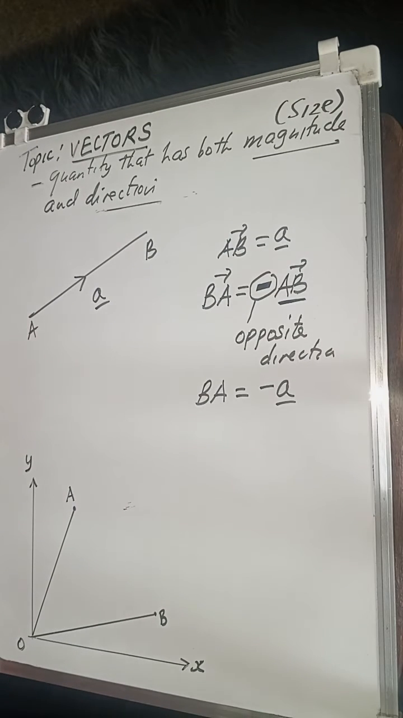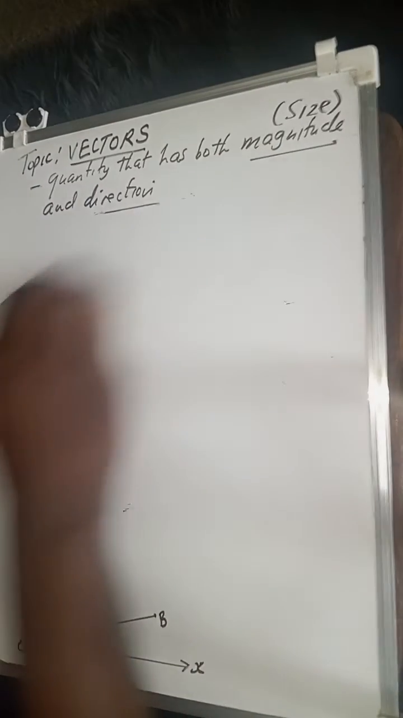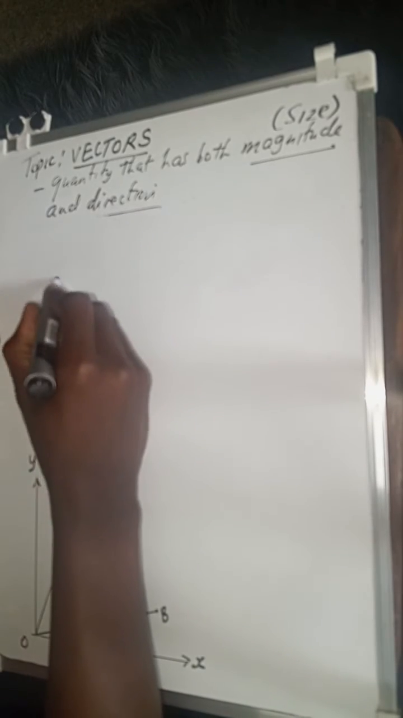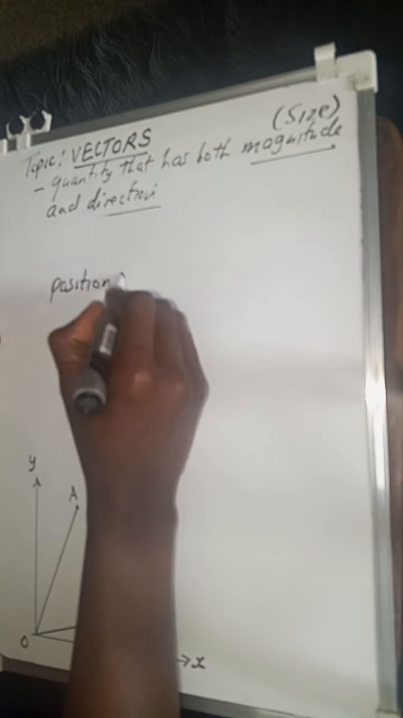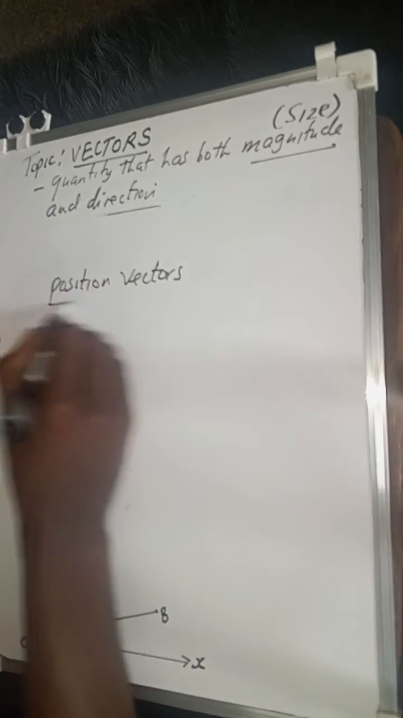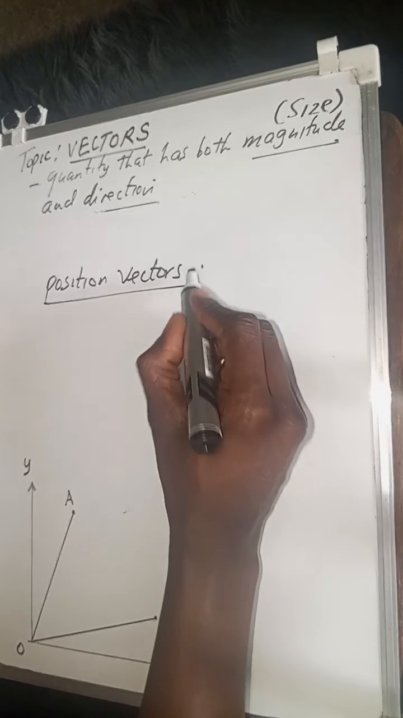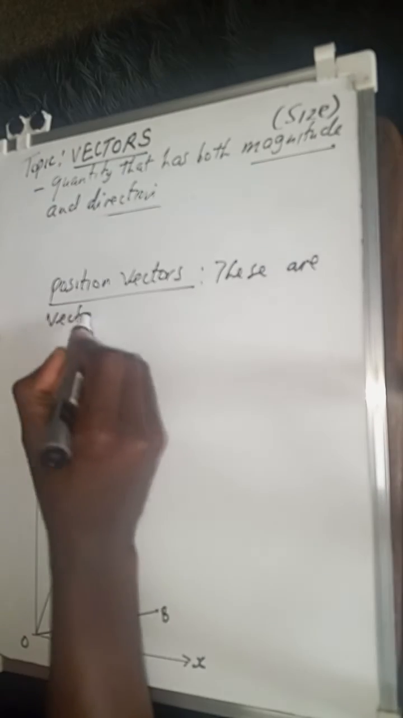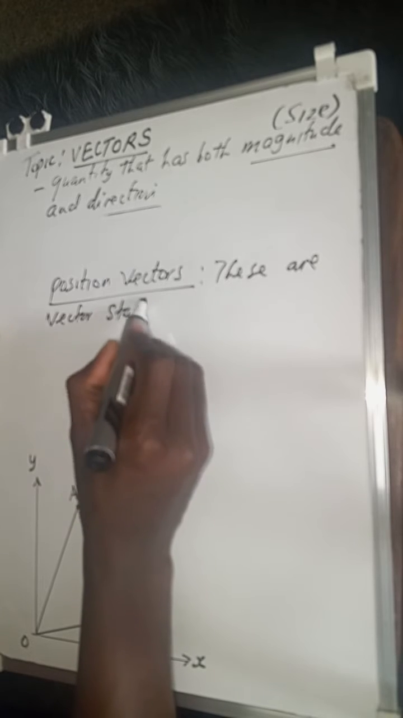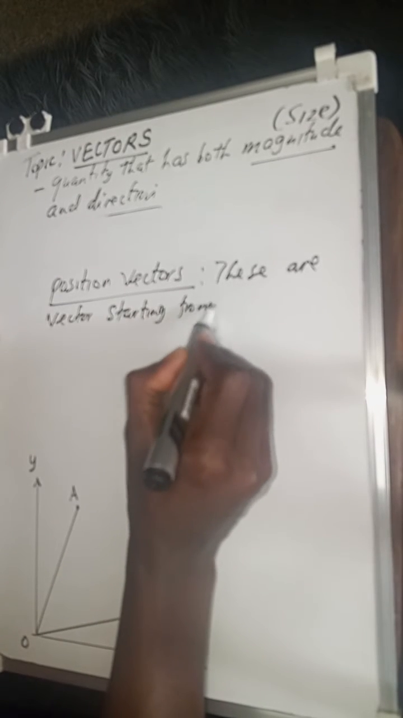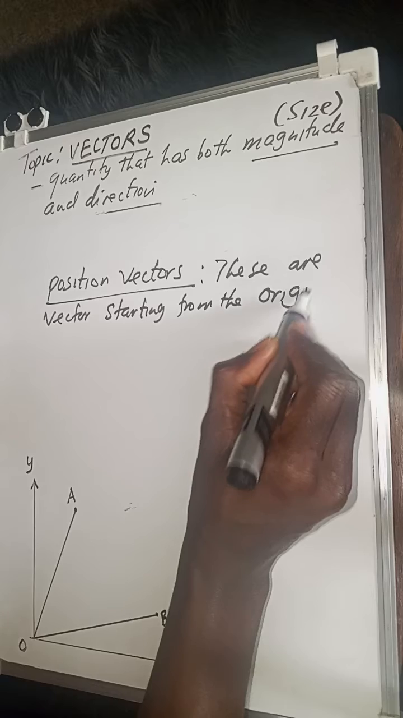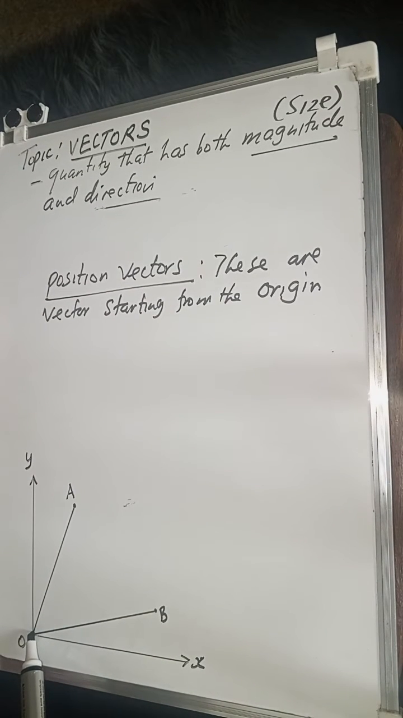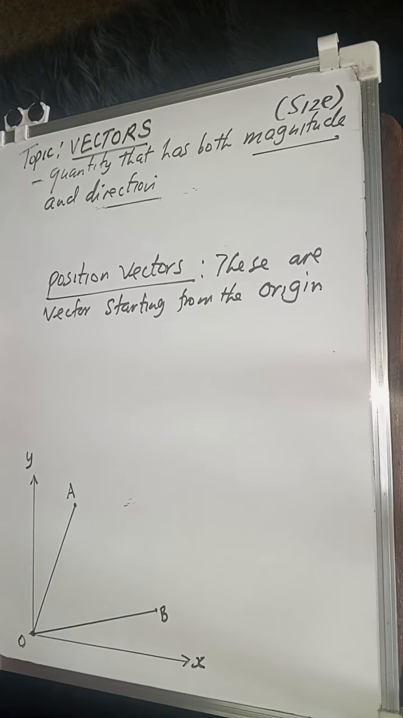Another concept that you need to remember is what we are calling position vectors. So let me just look at what we are calling position vectors. Now, what exactly are position vectors? Well, I can simply say that these are vectors starting from the origin. So vectors that start from the origin, if you have your x or y plane, they are starting from the origin 0, 0, then we call them position vectors.